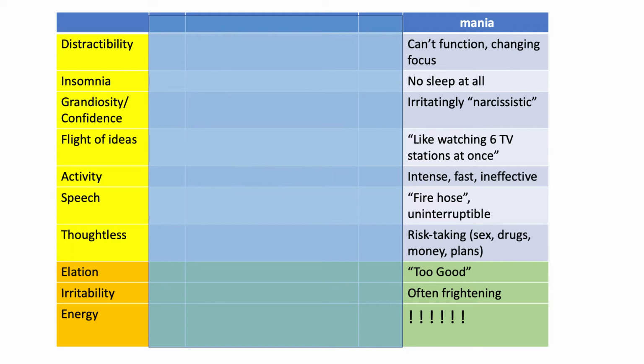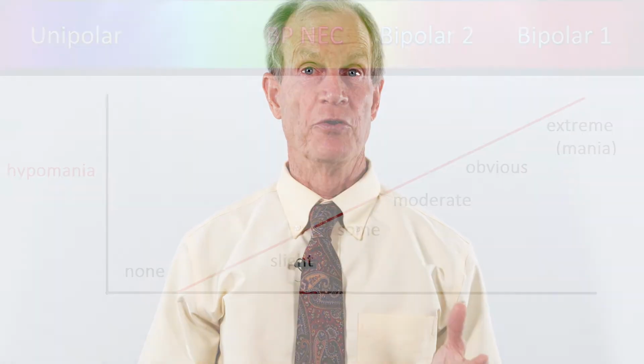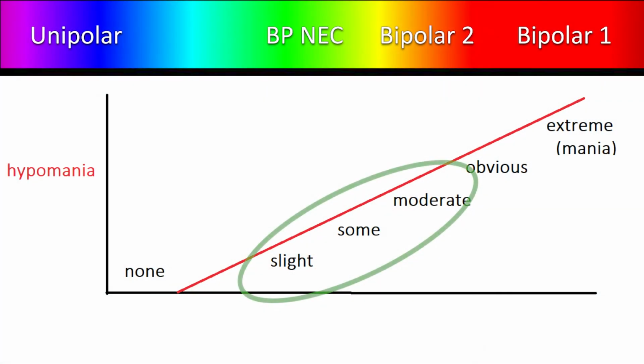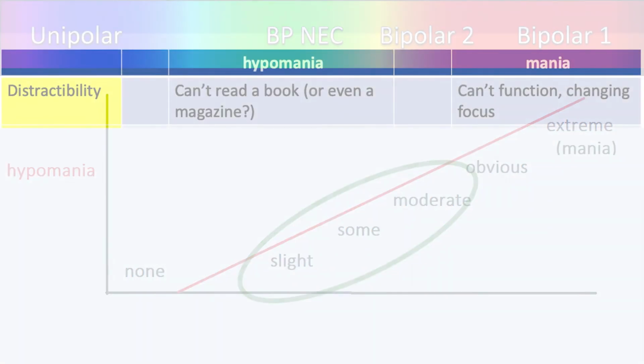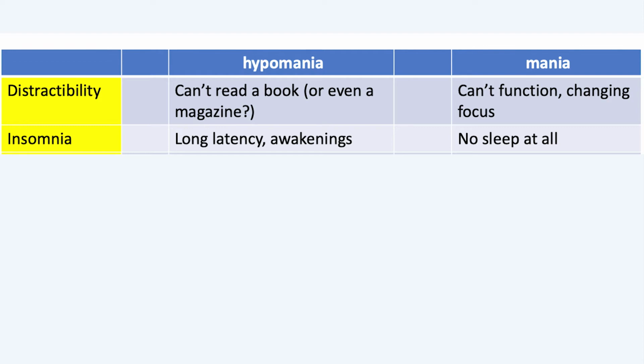As you can see on this list, the symptoms are extreme and obvious. Can't function, can't sleep, grandiosity that looks like narcissism, and so forth. When these symptoms are more subtle, they look quite different. For people down here on the mood spectrum, hypomania looks more like this. Distractibility, more subtle, just can't read a book, maybe even can't read a magazine. Insomnia, long times waiting to fall asleep or maybe waking up multiple times in the middle of the night.